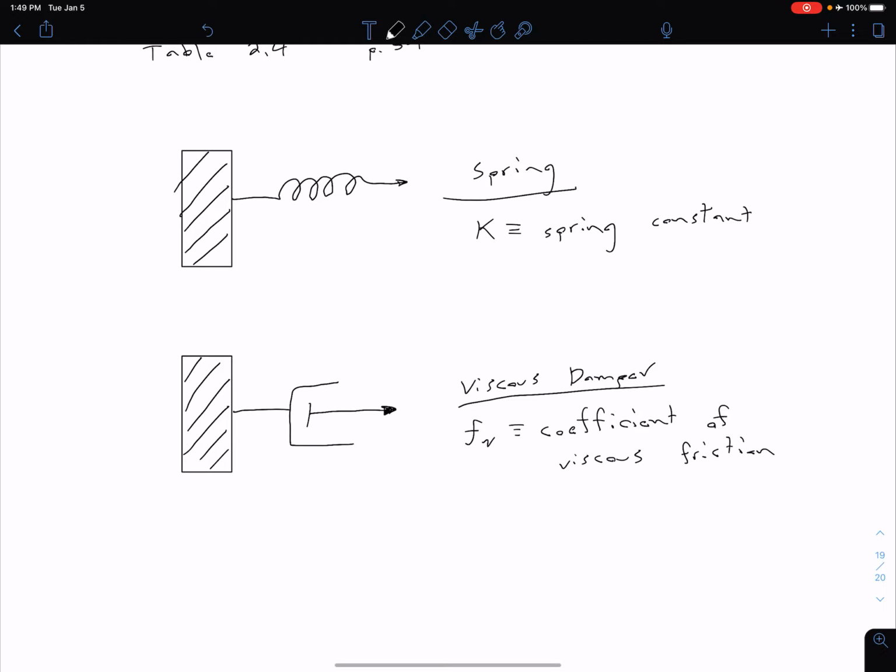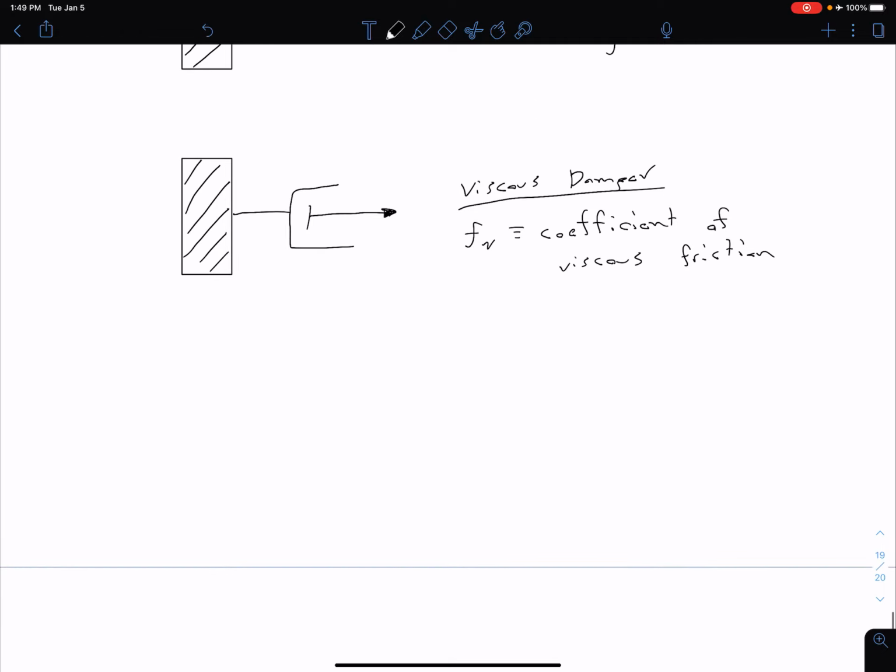And then our third and final simple passive mechanical element we're going to consider is just a mass. We're going to represent that with some mass m, and this is going to be analogous to our inductor in our electrical systems.